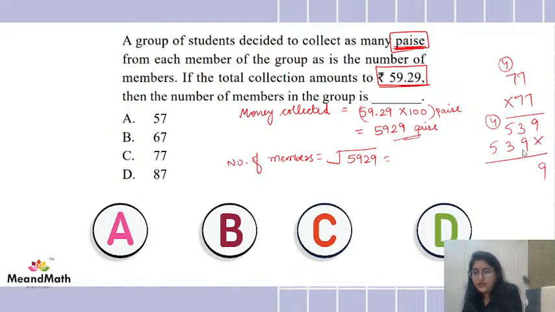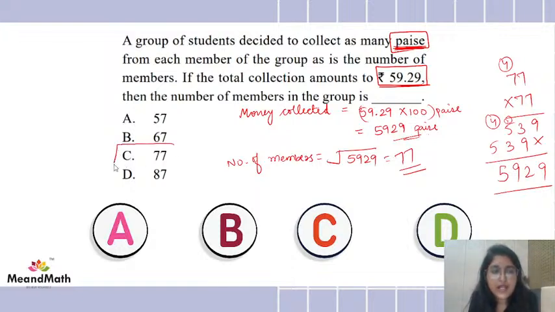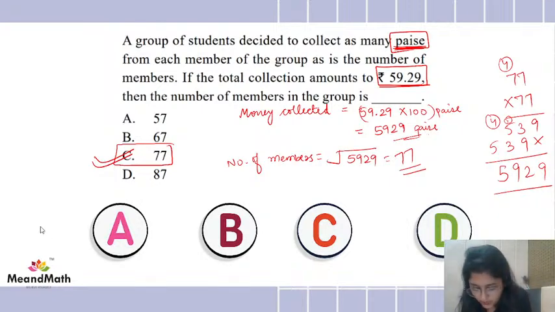9, 1 carry 6, 9. Here we get 5. So what's the answer we got? 5929. So square root of 5929 we get as 77. So the correct option from this we got as 77. Option number C. Yes, very good, Vaishnavi. So the answer we got here is 77.